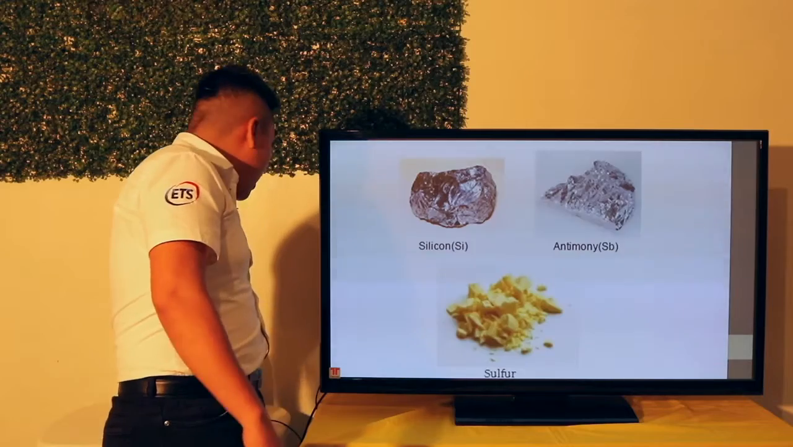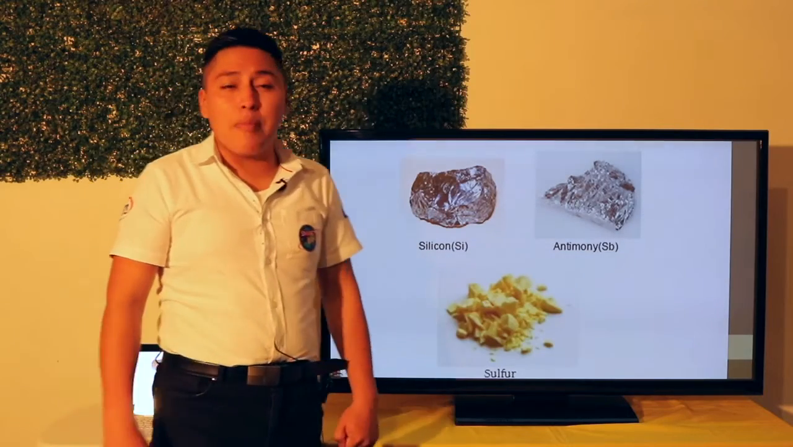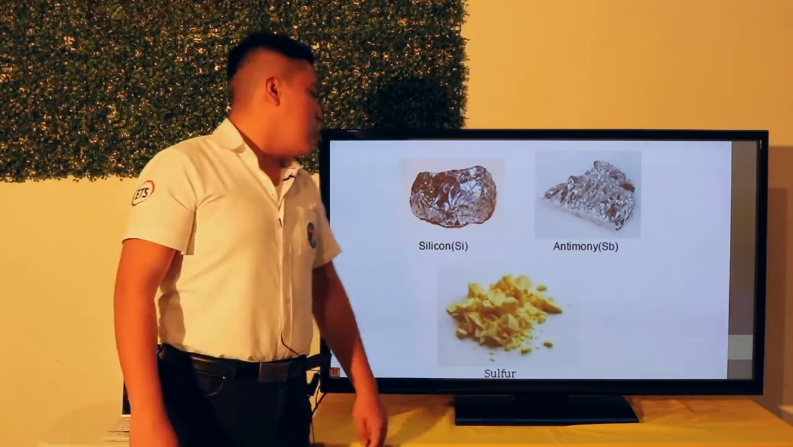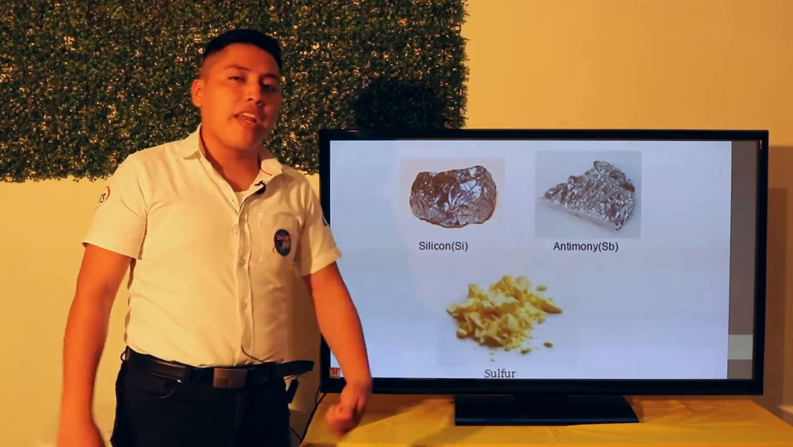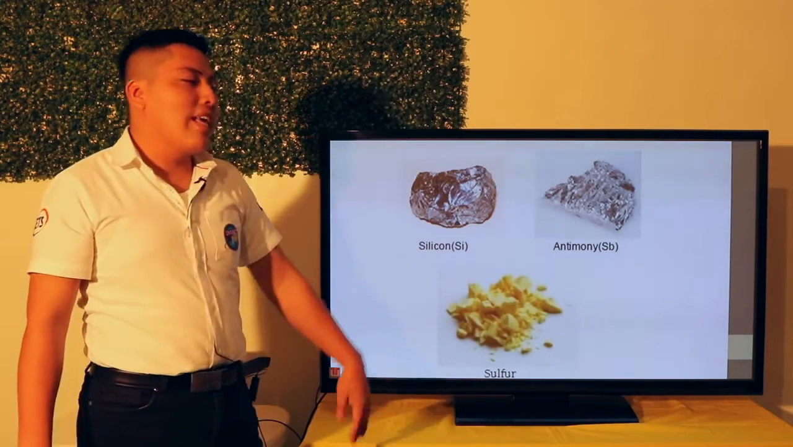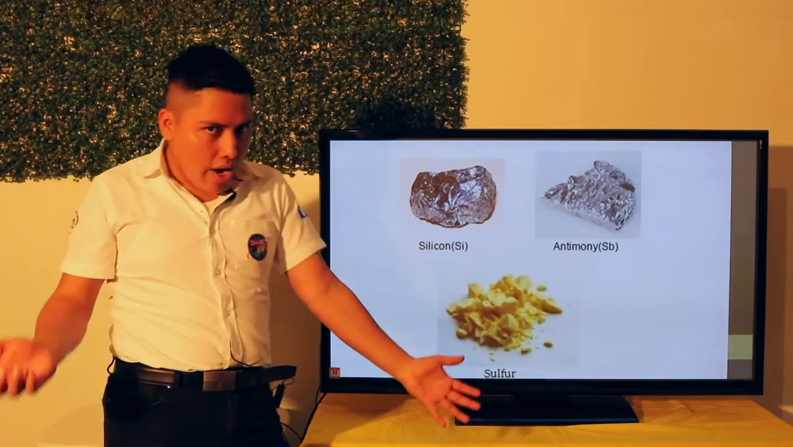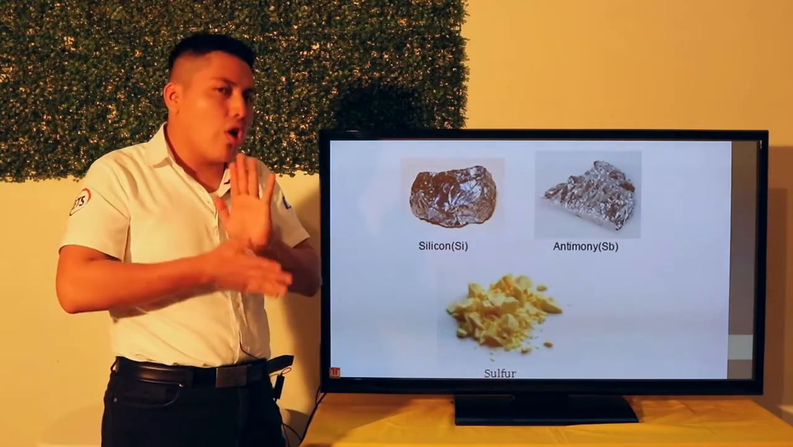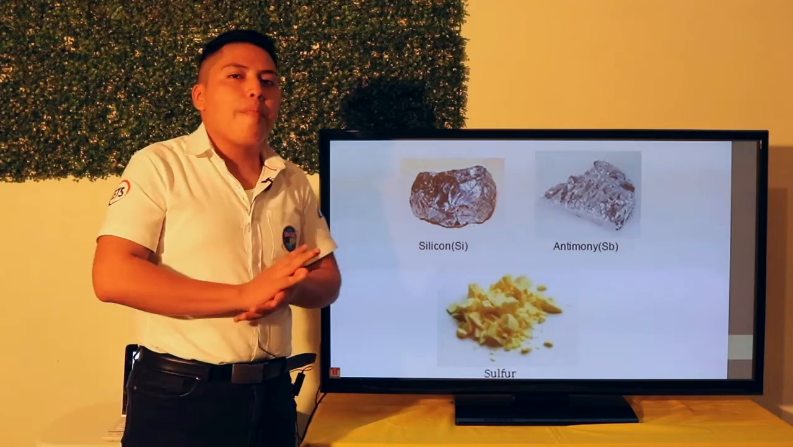Okay, very good. Here we have some examples of non-metals: silicon, antimony, and sulfur. Some are between metals and non-metals, so they are in the middle and have different properties.